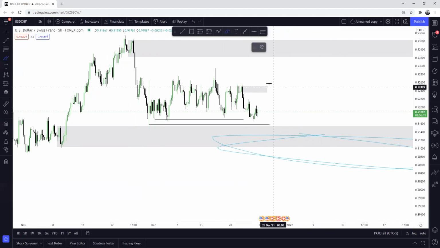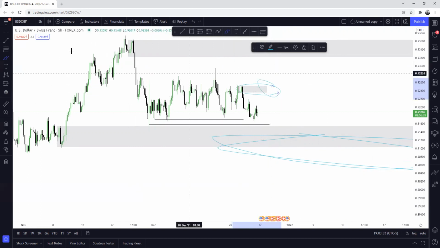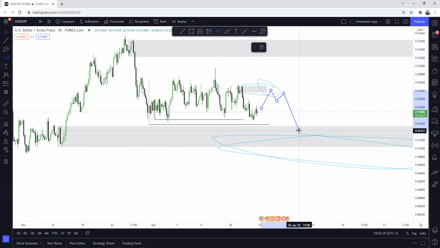I want to sell here if price comes up here to the 5 hour POI and take this ultimately down to the daily. This would be a nice counter trade, a short-term trade, so that we can eventually buy the market to the upside for a longer term trade, for just a higher probability trade.